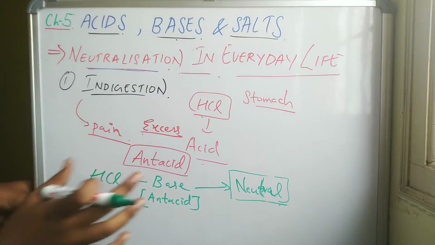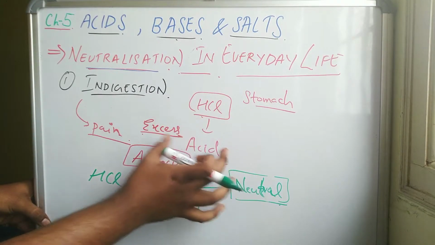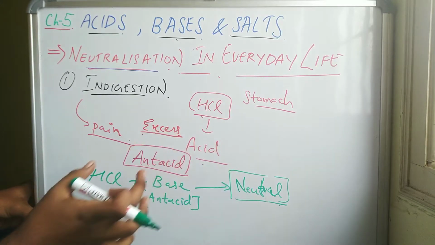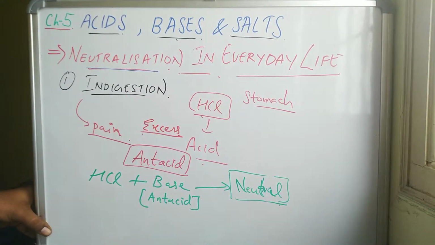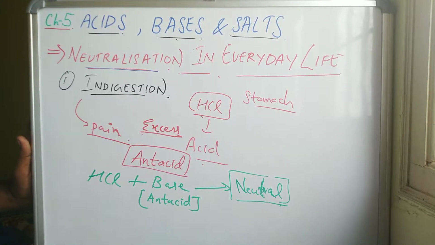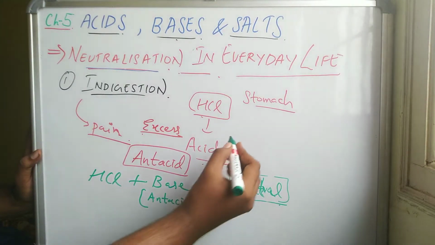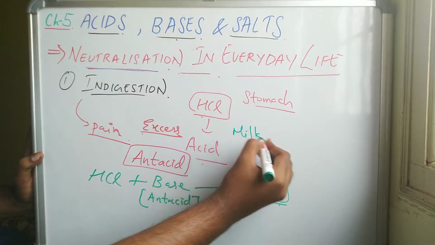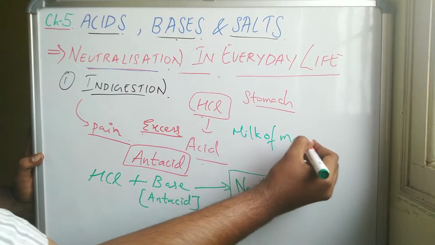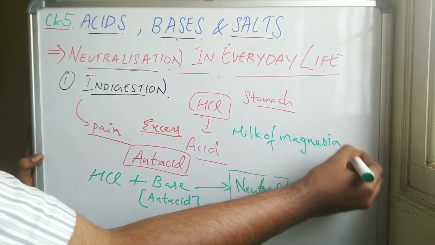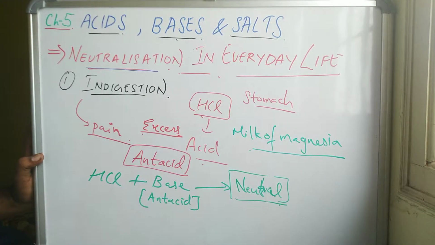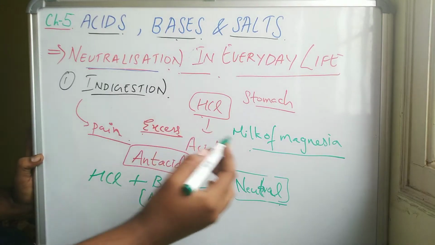So the basic concept is that there is an excess amount of acid, and to get relief from the indigestion, you take an antacid. Antacid, maybe we can take it as milk of magnesia. Fine, milk of magnesia. And what is milk of magnesia? It's an antacid. It basically contains magnesium hydroxide.